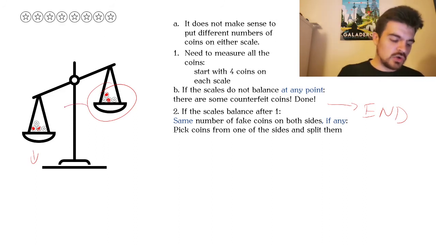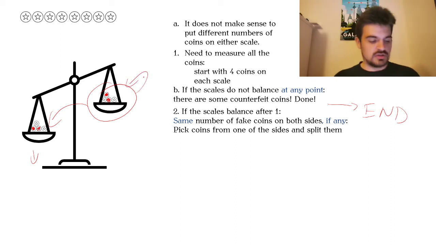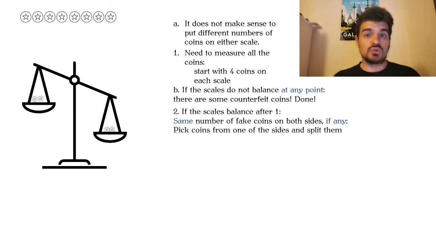And we split those into 2 scales. So one stays here and the other goes to the other one, right? Now we have 2 on each side, and they come from the same side, right? So if there are any counterfeit coins among the 8, there will be some counterfeit coins here.